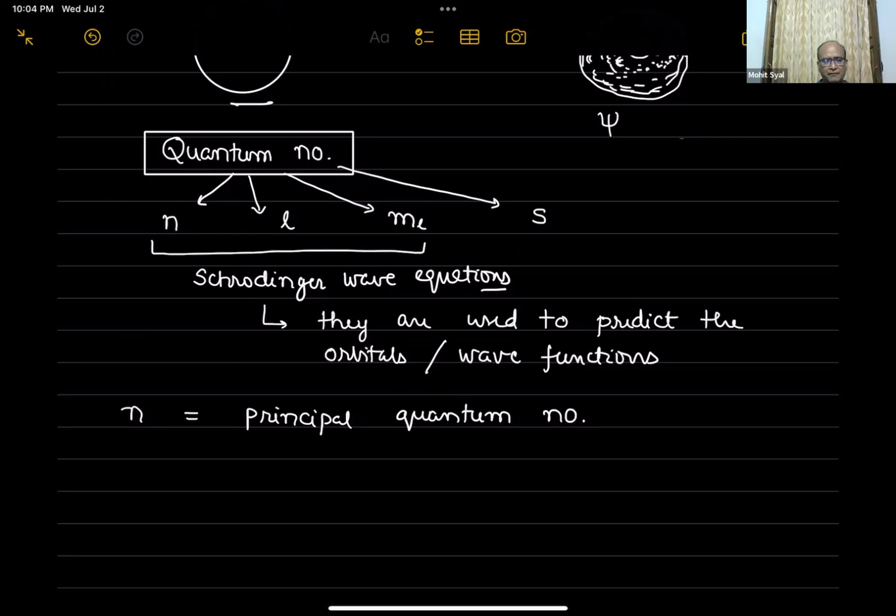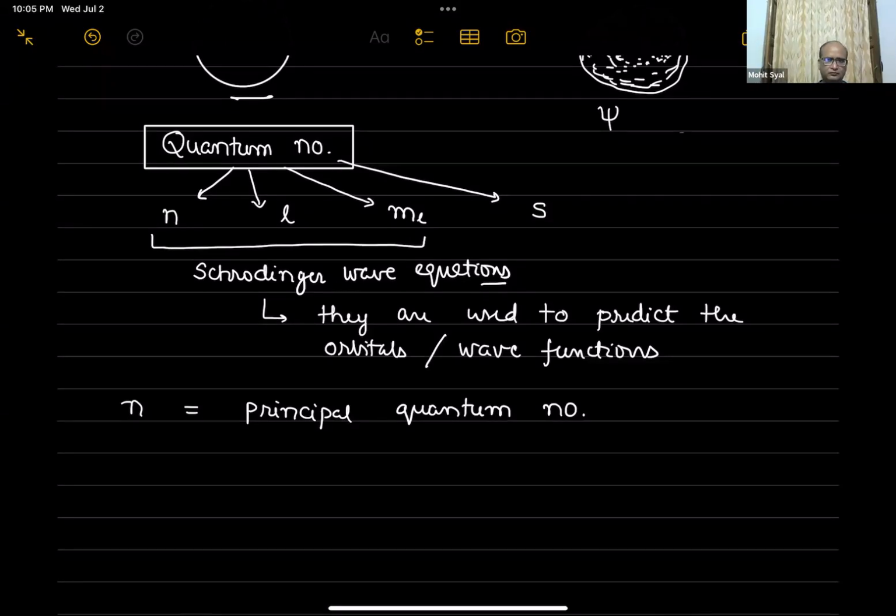You have a wave function, which will be a complex mathematical equation. It will have some n, l, ml in it. You put these values in, and when you put these values of n, l, you get the specific wave function for each electron.